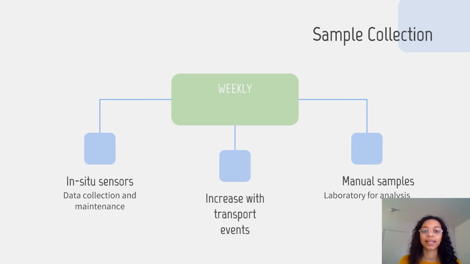And samples and data will be collected more frequently when a high transport event has occurred. So a big storm or any major rise in water where flow has caused an increase in discharge and transport, we will go and collect more data.